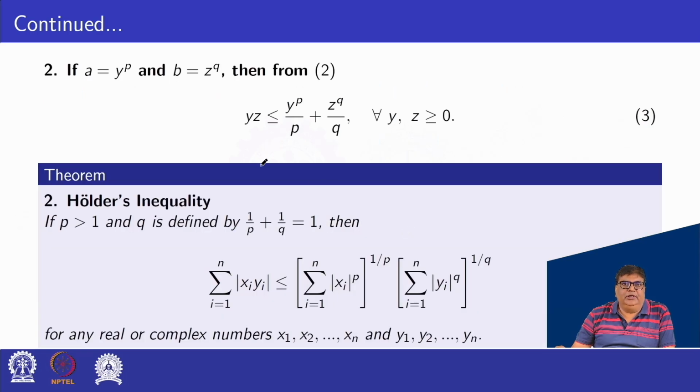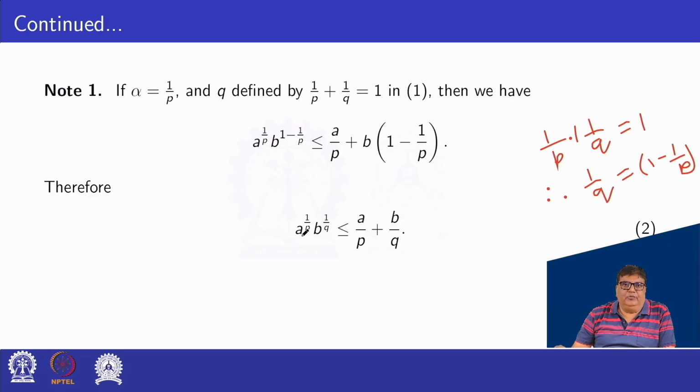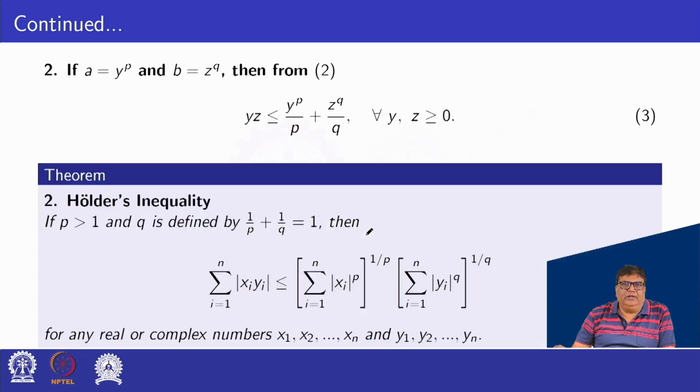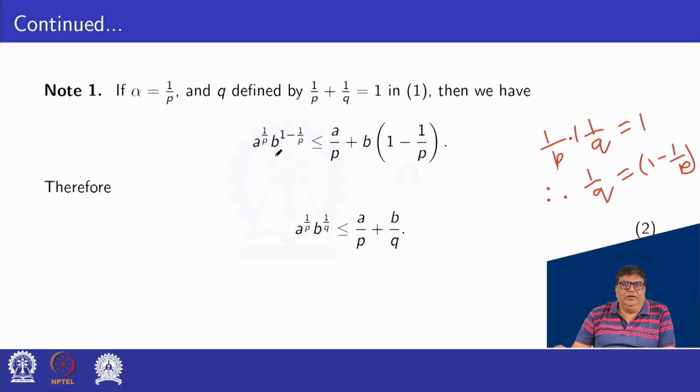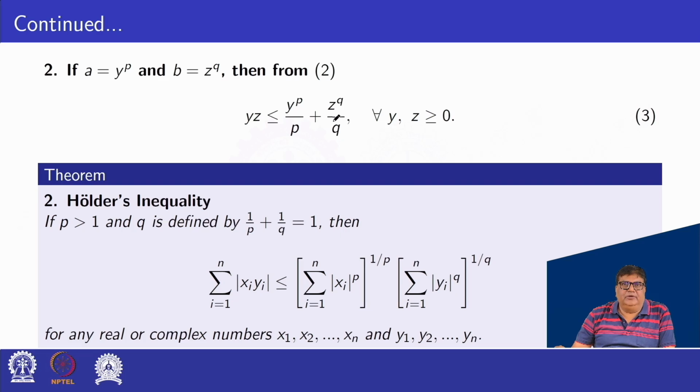Second noting point: if a is equal to y to the power p and b is equal to z to the power q, then yz is less than or equal to a, that is y to the power p upon p, plus b, that is z to the power q upon q. That is, yz is less than or equal to y to the power p upon p plus z to the power q upon q for all positive y, z. This is the important Holder's inequality.